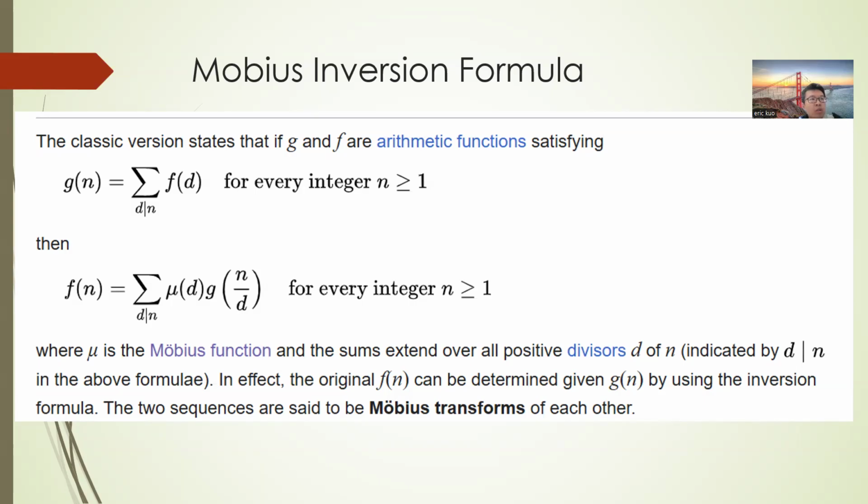Okay, so let me just write this down. The classical version is what we will prove. So if you take g of n, which is the sum of f of d, where d is a divisor or factor of n.